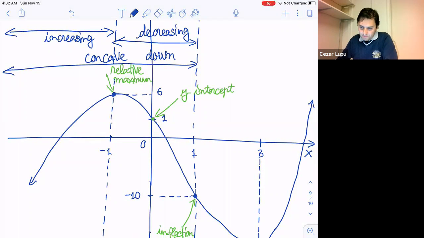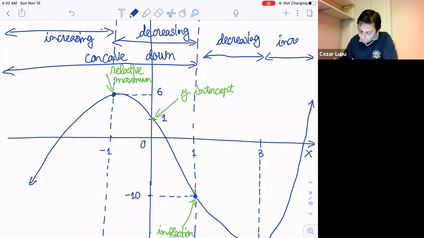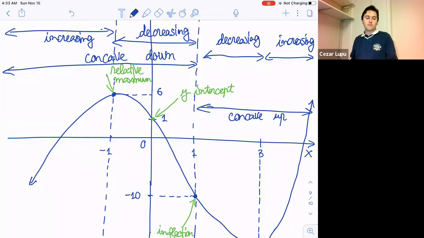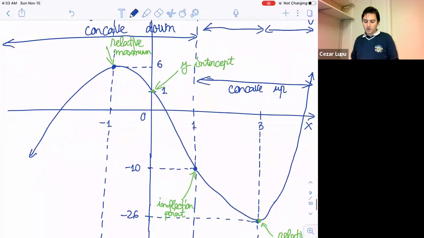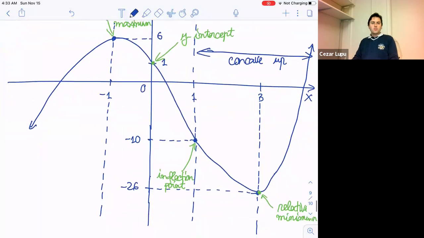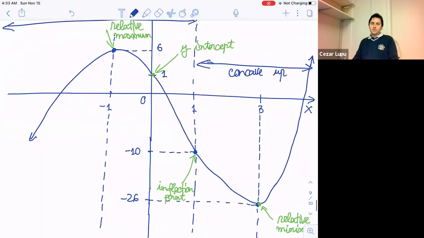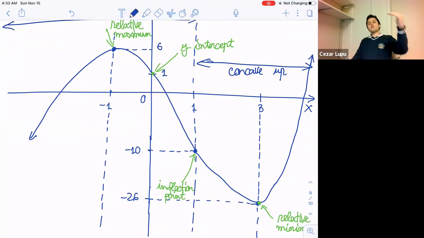Okay, from here to here, this will be decreasing. I'm just going to write it like this. So this is decreasing. Now from here, it will be increasing. But all the way from here to here is concave up. And that's the picture, right? I think you get the picture. It's quite clear where the function is concave up, where the function is increasing, where the function is decreasing, and so on.